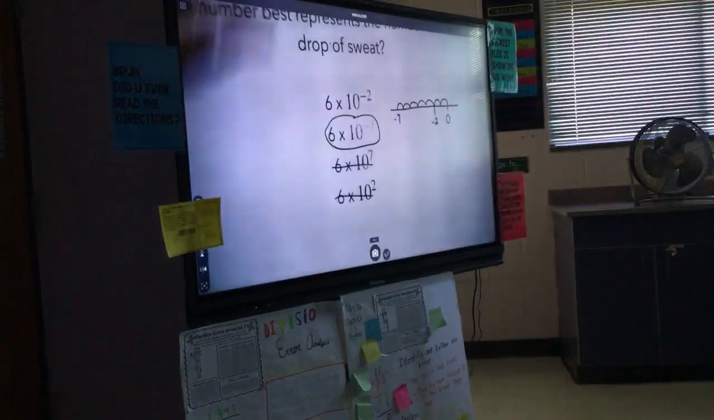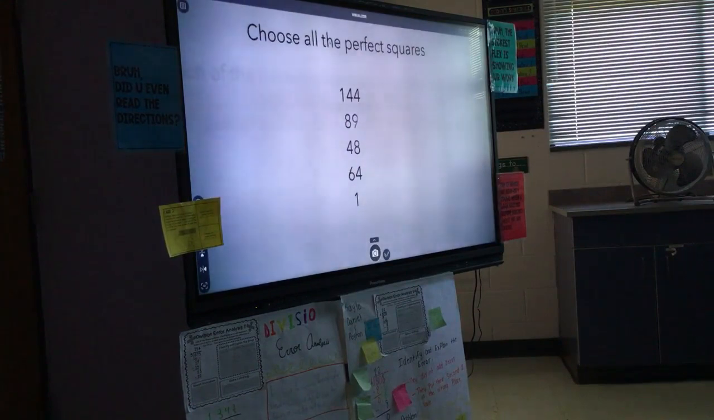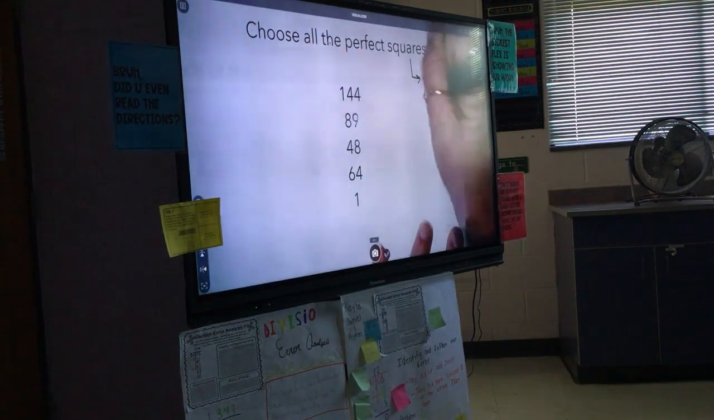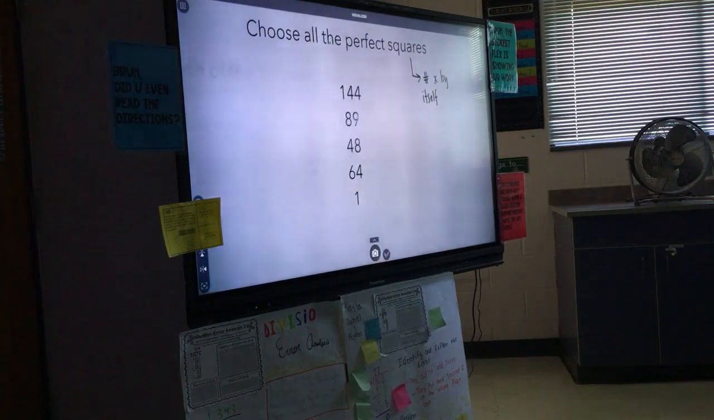All right. Number 11, perfect squares. Raise your hand and tell me real quick, what is a perfect square? Because this is important. I know we talked about it in 6th grade, perfect squares and perfect cubes. Let's do squares since we're talking about it. A number multiplied by itself, like 3 times 3 equals 9. 9 is a perfect square because it is a number multiplied by itself.